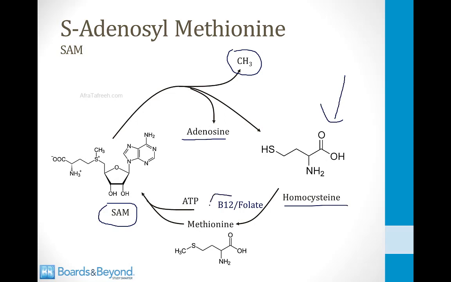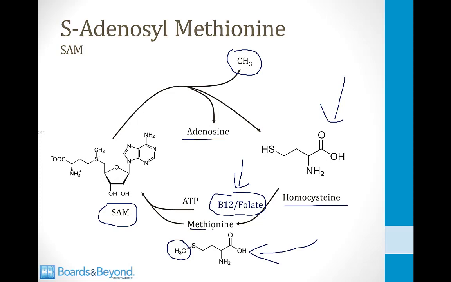Via that B12 folate pathway I showed you a few slides ago, homocysteine can be converted back into methionine, and this is the structure of methionine. And you may notice that homocysteine and methionine have almost the same chemical structure. The only difference is this extra methyl group, this extra carbon group on methionine. And that carbon group comes from that B12 folate pathway I showed you 2 slides ago.